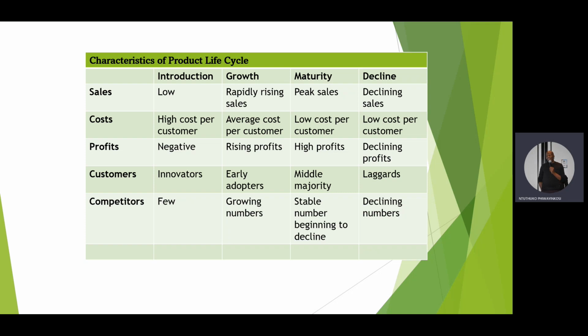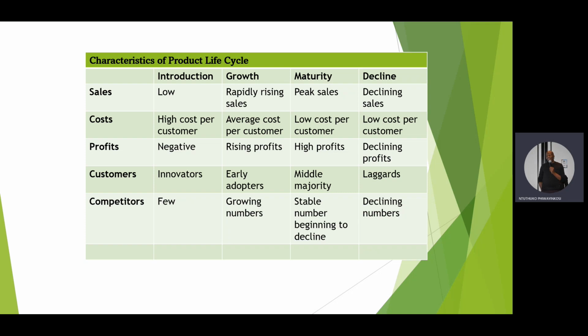If your product has now been well established in the market, the competitors will see that, oh, this guy is doing great. There's really no need for us to compete with this person, and then the number of competitors will start to decline. And then under decline, as the word says, there will be a declining number of competitors.